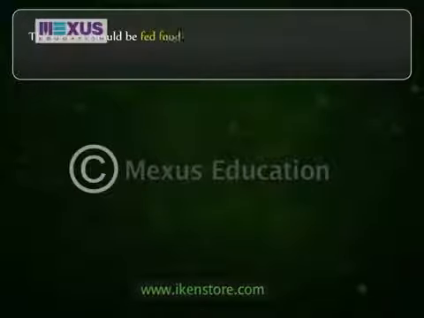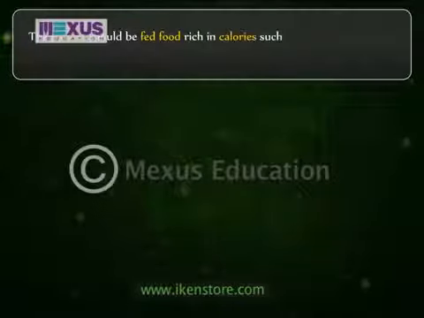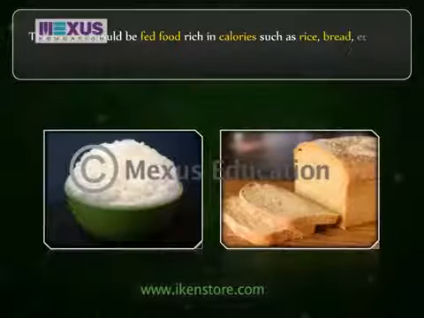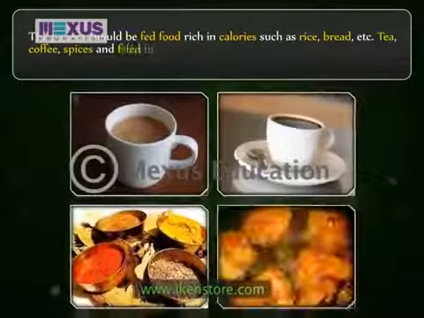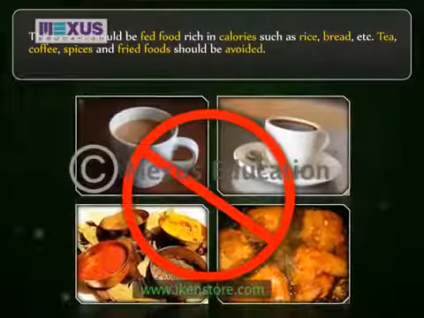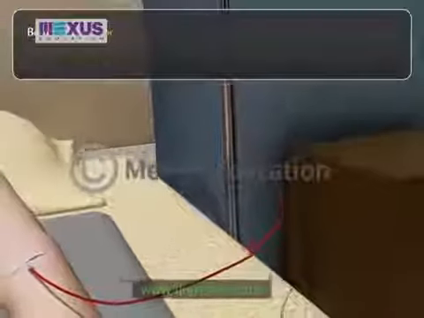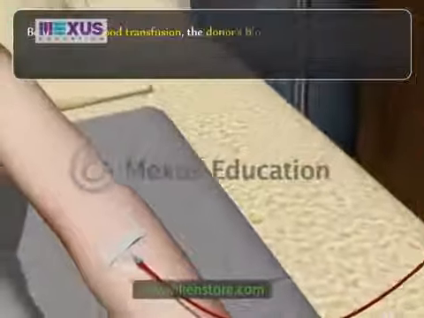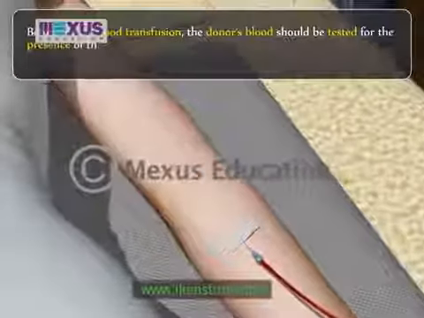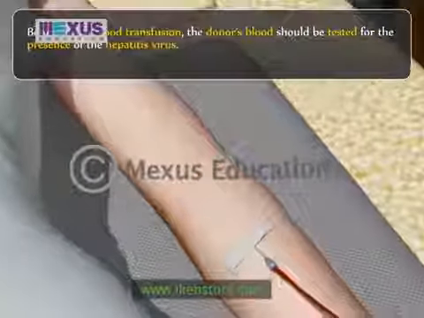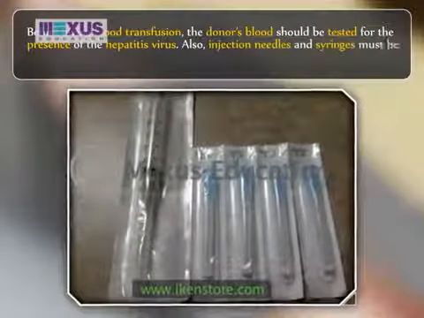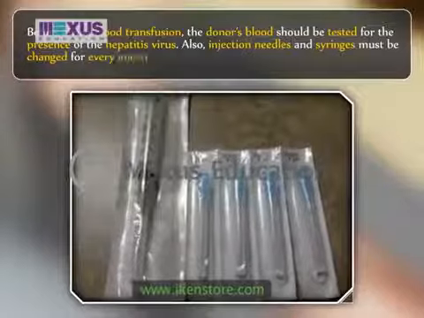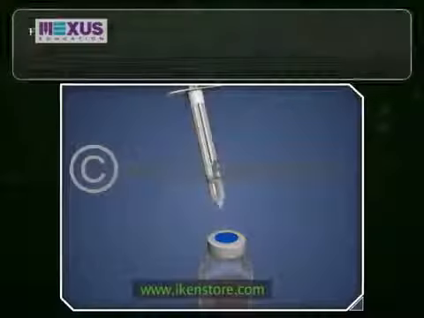The patient should be fed food rich in calories, such as rice, bread, etc. Tea, coffee, spices and fried foods should be avoided. Before giving blood transfusion, the donor's blood should be tested for the presence of the hepatitis virus. Also, injection needles and syringes must be changed for every injection.